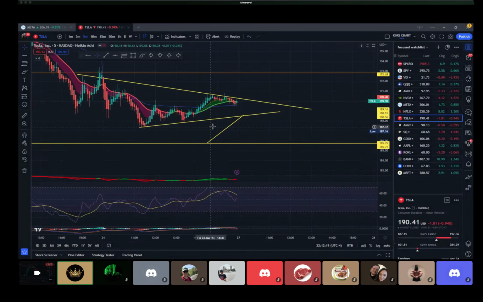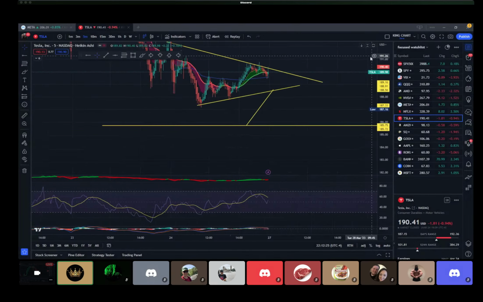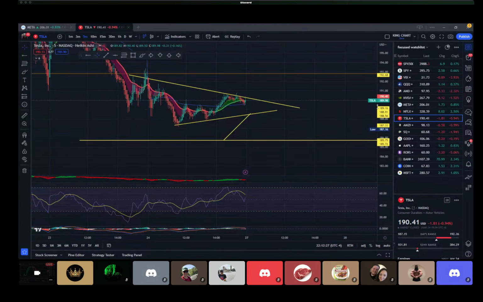As always, wait on the 5-minute. 5-minute close. You want it below the pattern. You get in early and you lose. All right, that's on you.